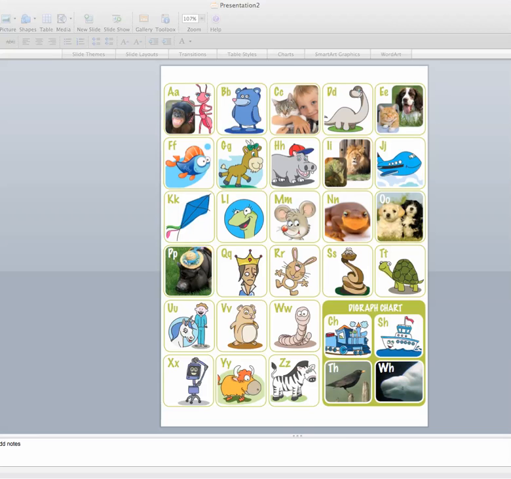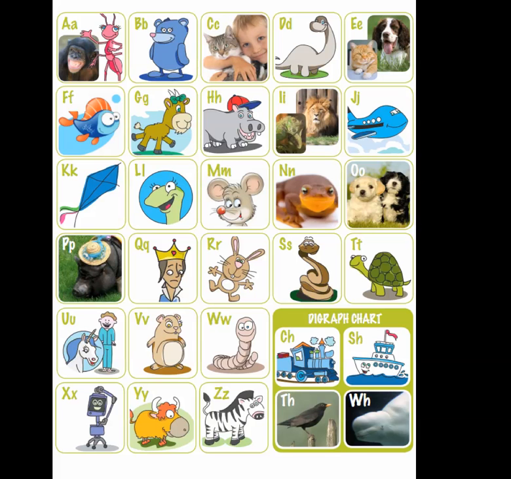First, let's start by looking at the alphabet. Okay, can you find the letter W? Point to it. Did you find it here?